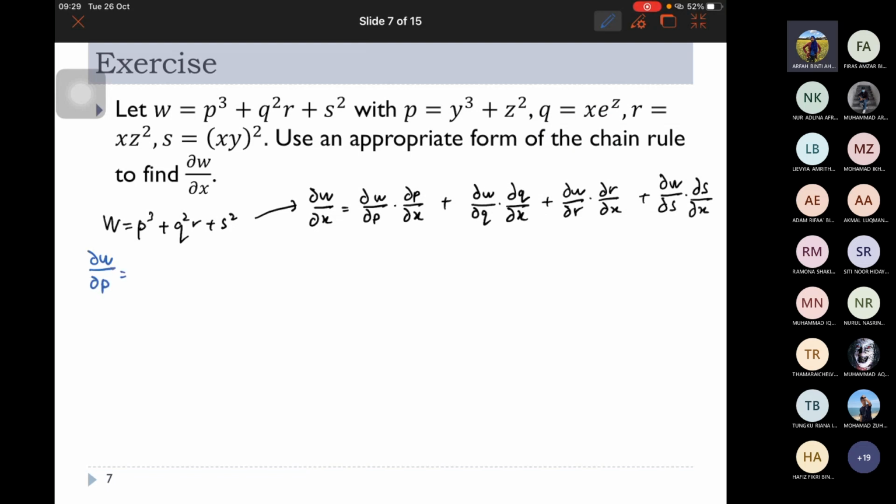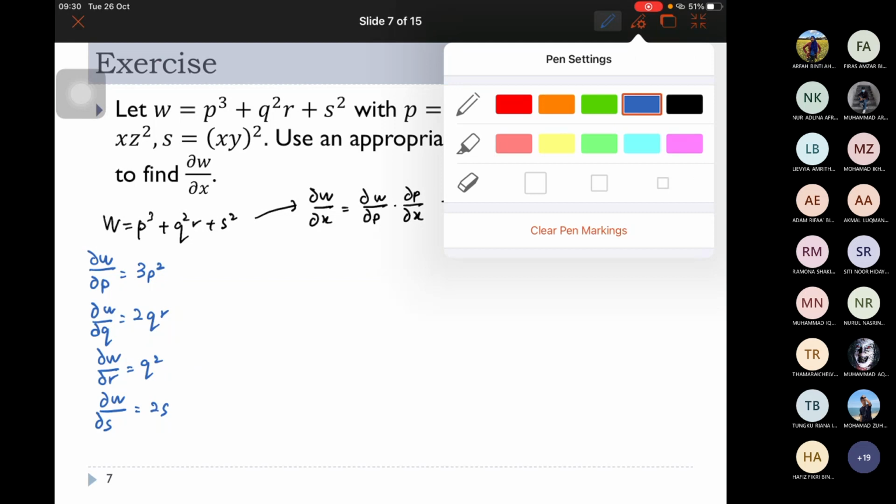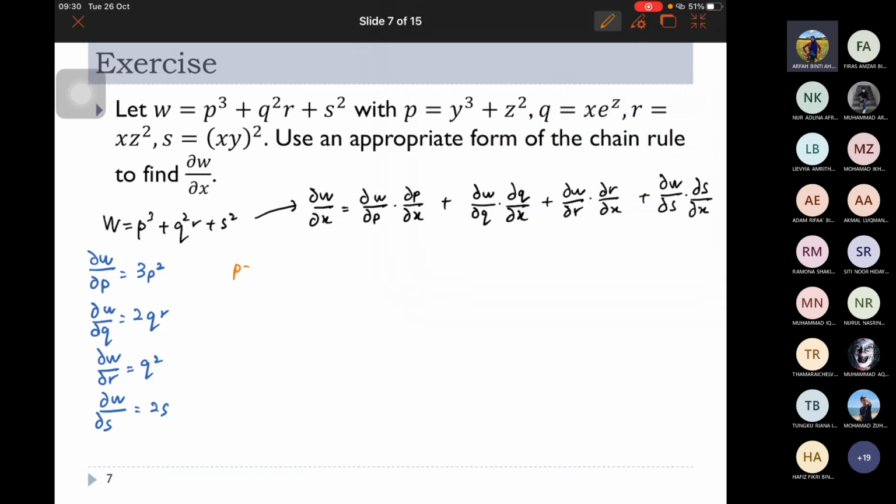W with respect to delta P gives 3P squared. W with respect to Q gives 2QR. W with respect to R gives Q squared. W with respect to S gives 2S. Okay. Then you have all the other variables, so P equal to Y cube plus Z squared. Okay. Then you have P equal to Y cube plus Z squared.